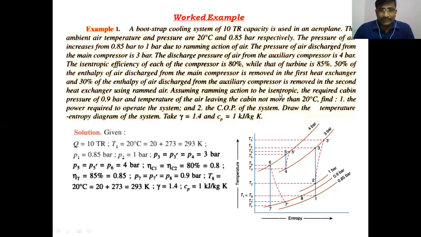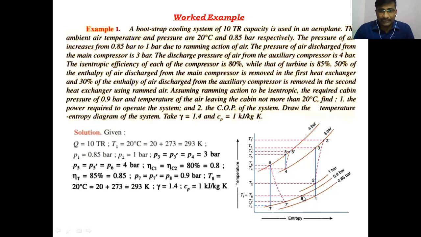Assume the ramming action to be isentropic. This is the ramming action 1 to 2 in the diffuser, which is placed in front of the aircraft. This isentropic process is given. The required cabin pressure is 0.9 bar. The cabin is to be maintained at 0.9 bar, up to which the expansion of air takes place. After expansion, the air is sent to the cabin.